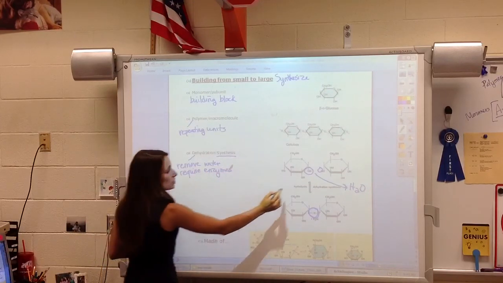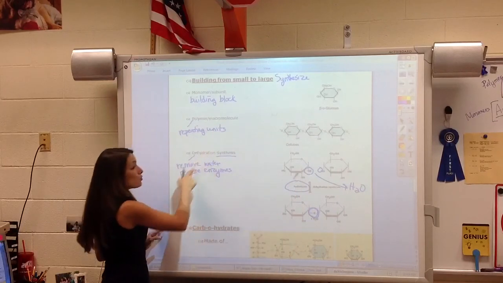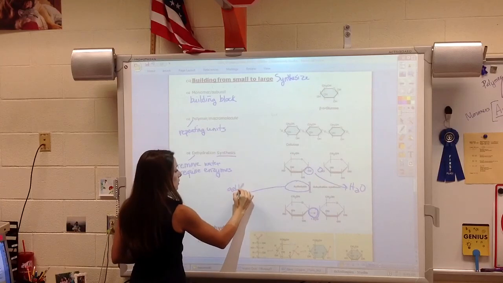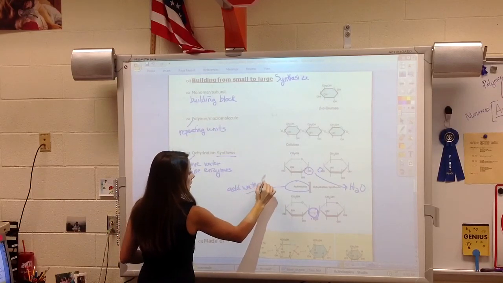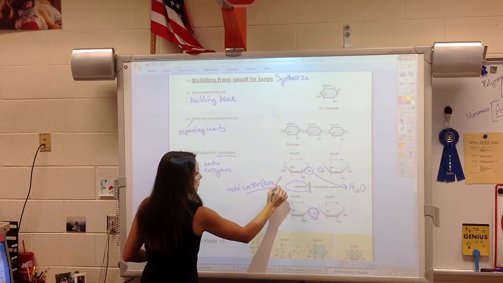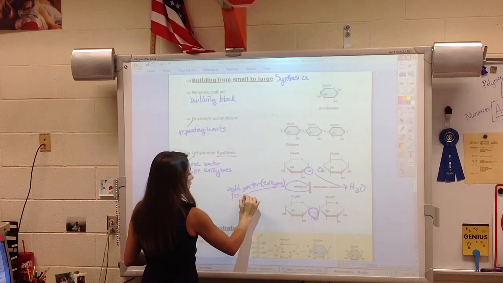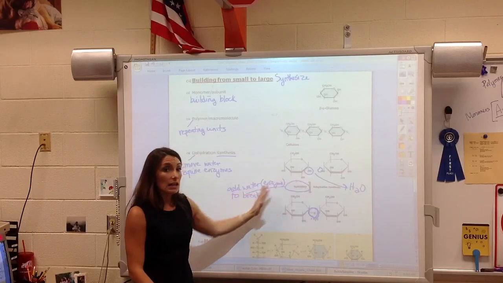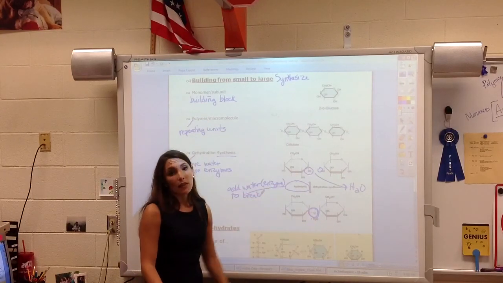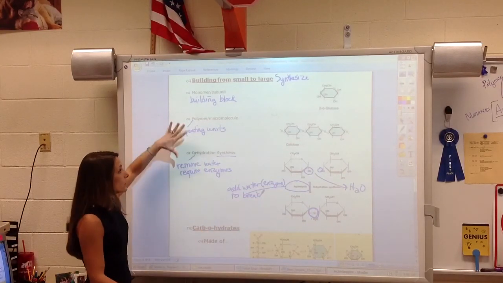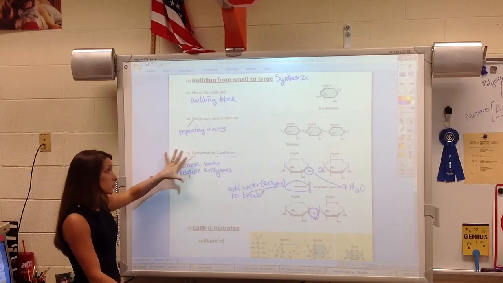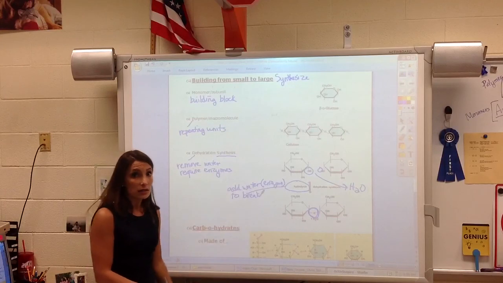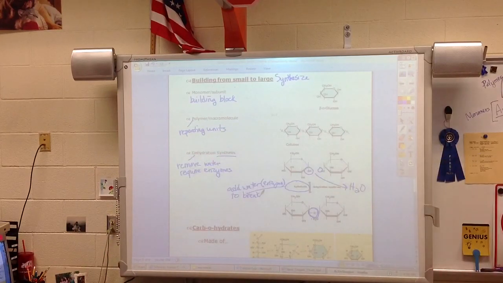We can actually do the opposite. If we remove water to build, we can actually add water and an enzyme to break. And that's what hydrolysis means. Breaking and using water to break that bond. So we need to know dehydration synthesis, what it means, what it's doing, and then we need to know what hydrolysis means and what it is doing.